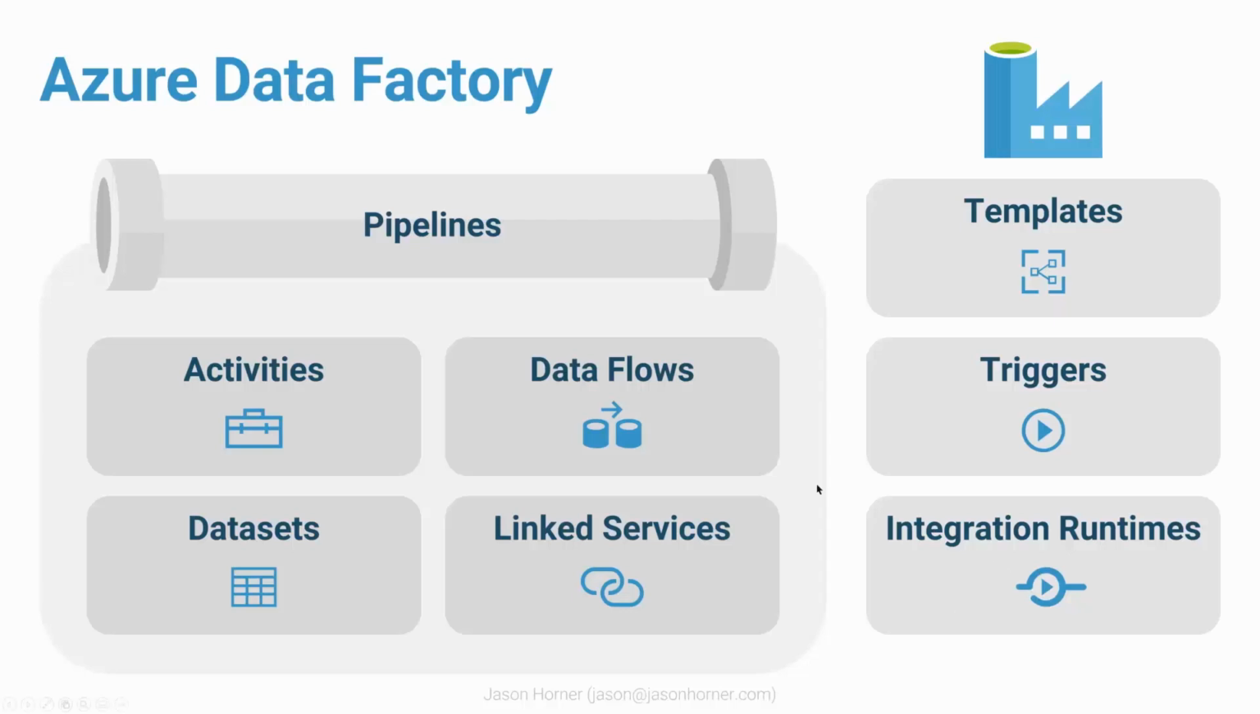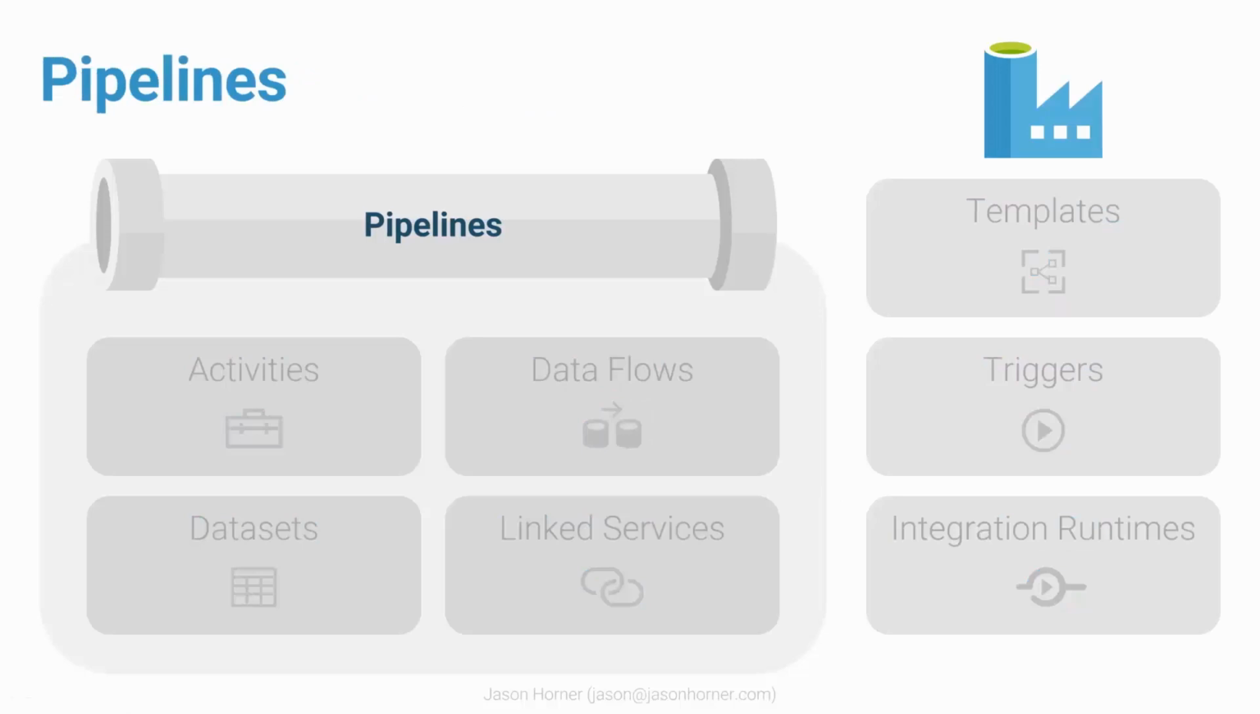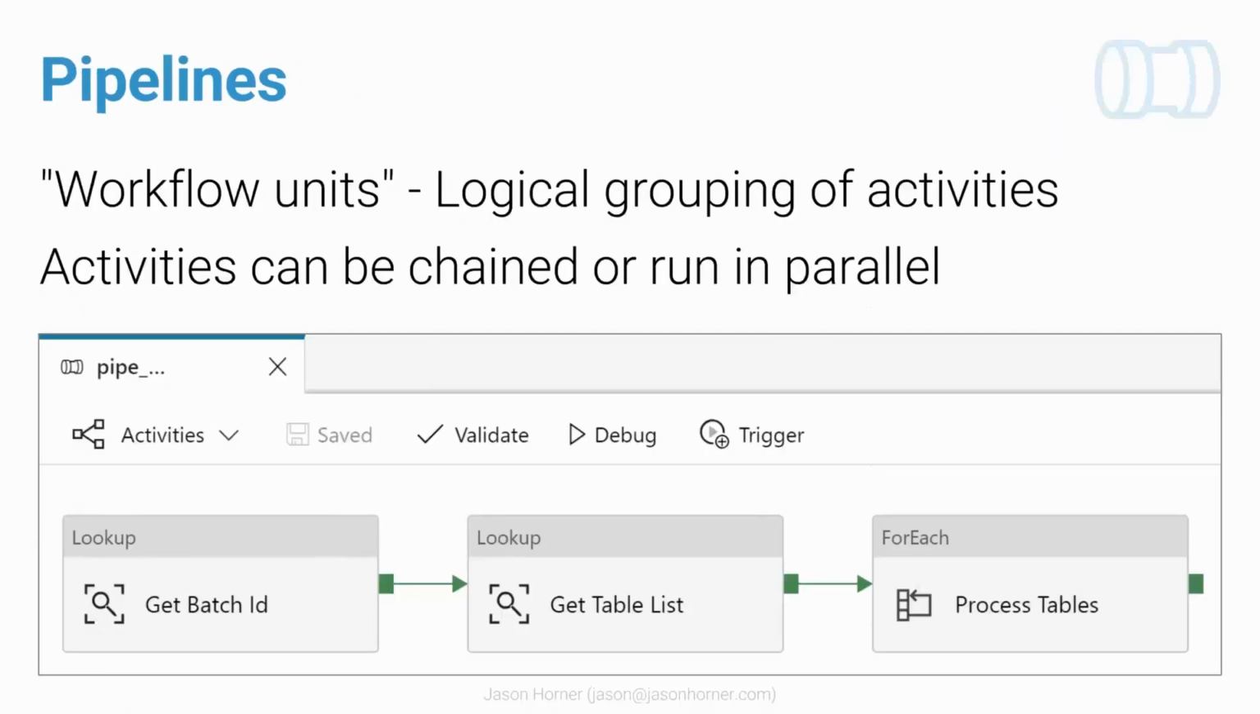Okay, so drilling down a little bit, like I said, pipelines are units of work, so they're a logical grouping of activities. Notice in this diagram, I can have some precedence constraints. Similar to SSIS, I can have a success, completion, I can have skipped, I can have error. So I can do that kind of routing. There are a few limitations, so I can't create dynamic expressions like I can in SSIS.